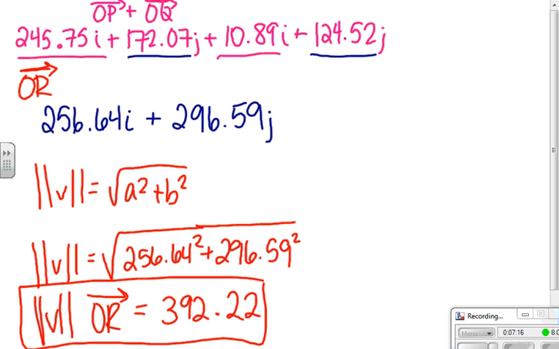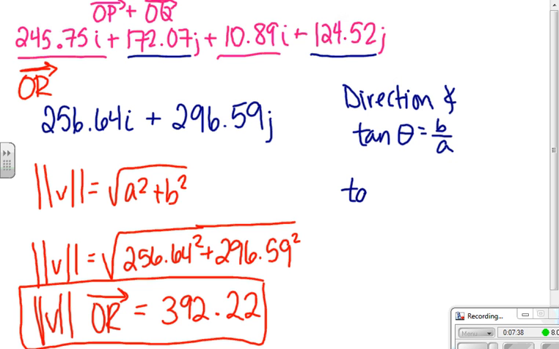Now we need to find our direction angle. Remember, direction angle has to be between 0 and 360, so it has to be positive. Direction angle, remember, is tan theta equals b over a. So I have my a, I have my b, so I'm just going to plug that in. I know I'm finding an angle, so I have to do the inverse of tan.